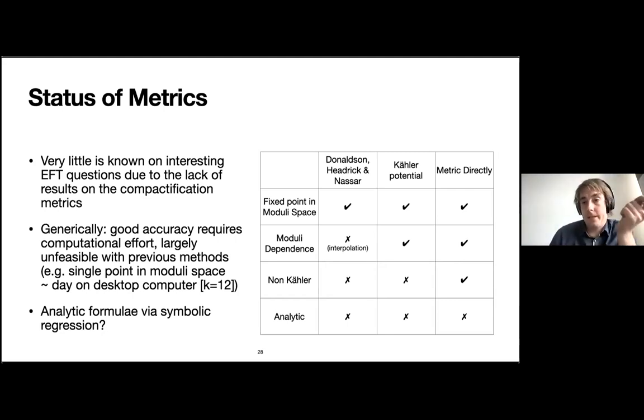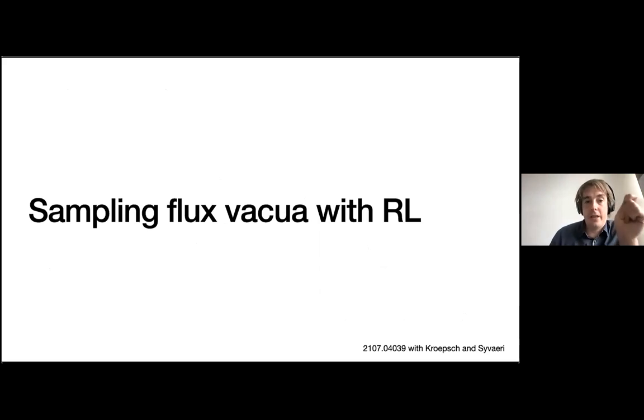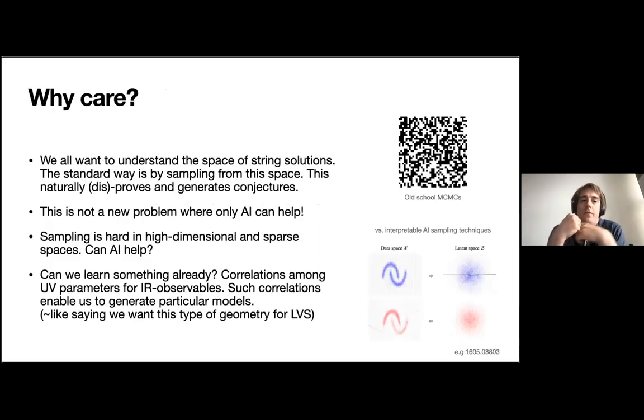And that's it. So let me flash a couple of things about this other work, which appeared earlier this week. So let's switch gears. This is about sampling flux vacua with reinforcement learning. This is another natural question, which machine learning is very much well suited for, and that is to understand the space of string solutions that we have.